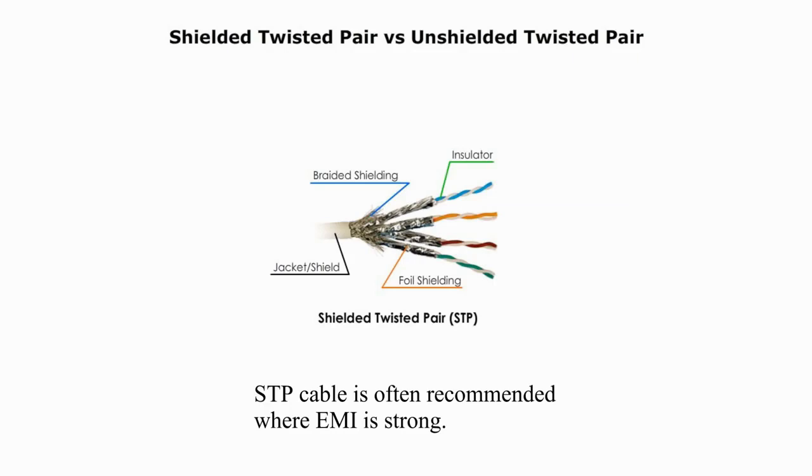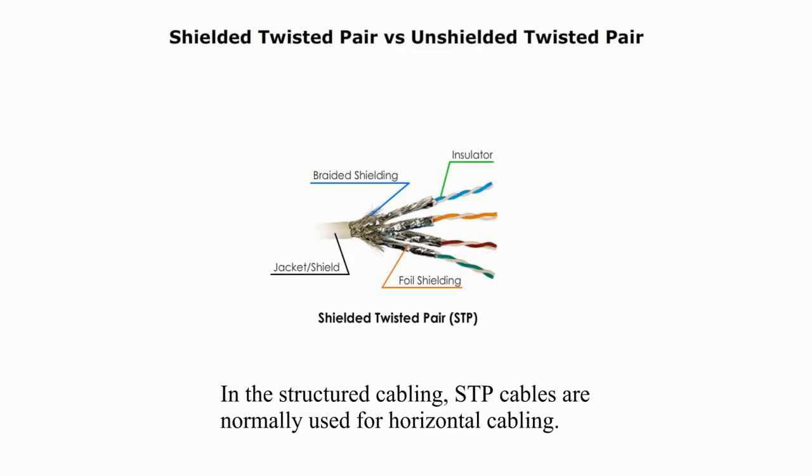STP cable is often recommended where EMI is strong. In structured cabling, STP cables are normally used for horizontal cabling.